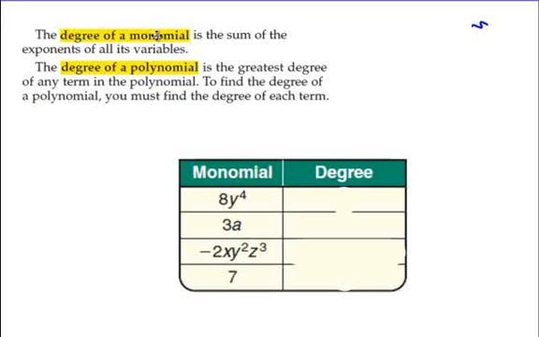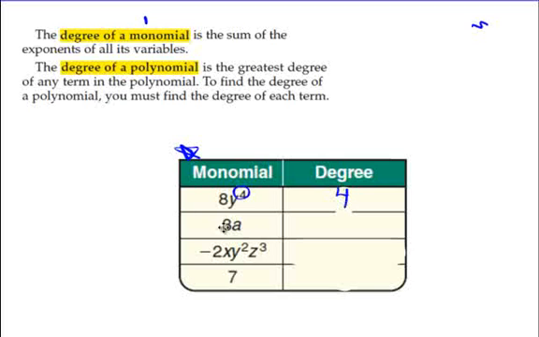The degree of a monomial, right? You know monomial means one. It is the sum of the exponents of all of its variables. So if I have monomials like these listed down below, all I have to do is take a look and add up the sum of the exponents of all the variables. So y is a variable, 8 is not, that's a constant. So my degree is plain old 4.